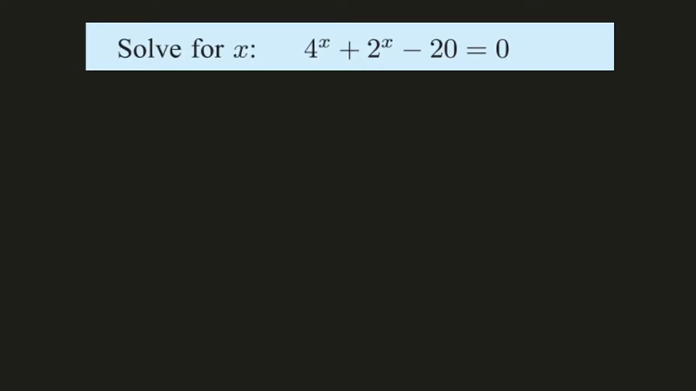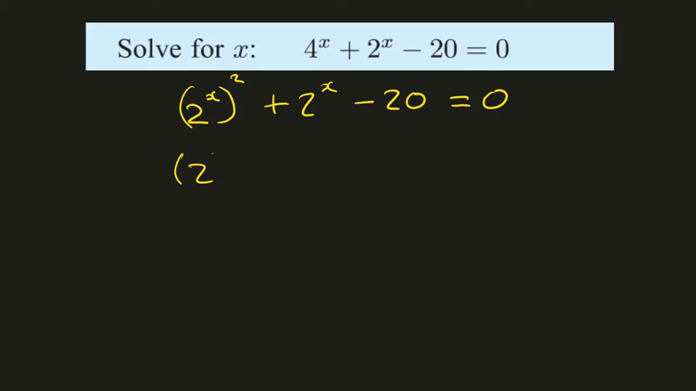From the previous video, hopefully you've spotted already that this is going to be a quadratic. So let's turn it into that quadratic. The 4 to the power of x, let's write that as 2 to the x squared, plus 2 to the power of x minus 20 equals 0. And think of that 2 to the power of x as a variable in itself. What two numbers multiply to make minus 20 and add to make 1? Well, that is going to be 5 and minus 4. So we've got 2 to the x plus 5 and 2 to the power of x minus 4 equals 0.